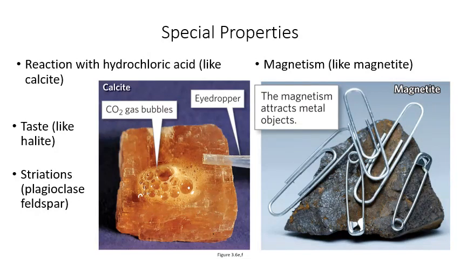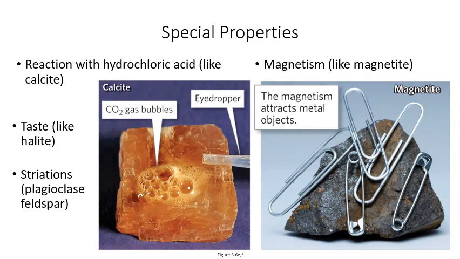Taste is another important special property. So halite, or table salt, has the taste of salt. I don't recommend in any mineral kit that you get to taste the minerals, because some of them are toxic. So don't try that. Also, striations occur in some minerals, for example, in plagioclase feldspar. Striations are just scratches along the edges or along the surface of the mineral.